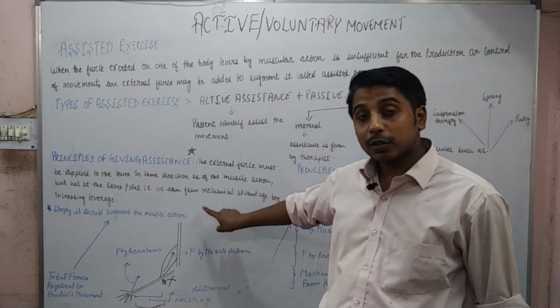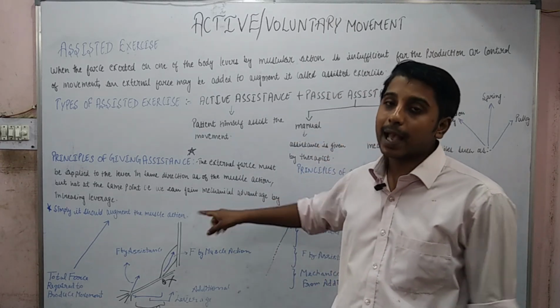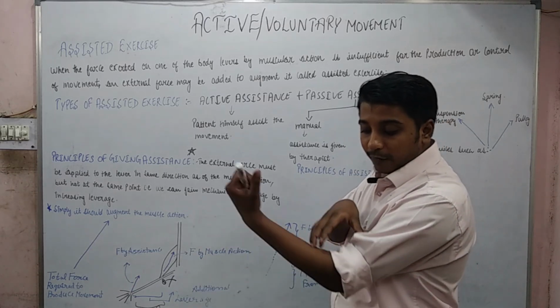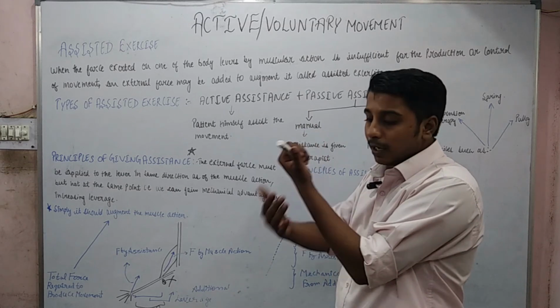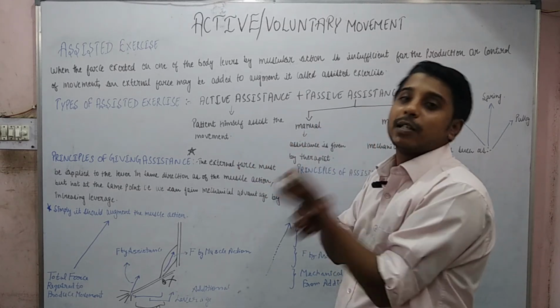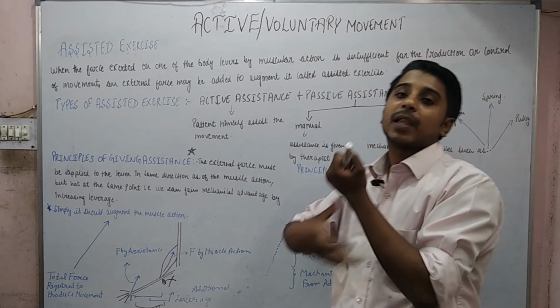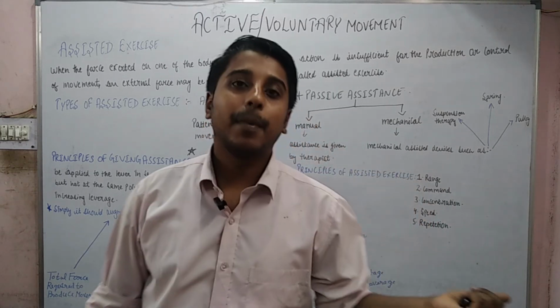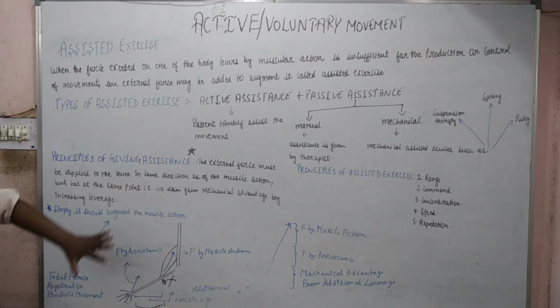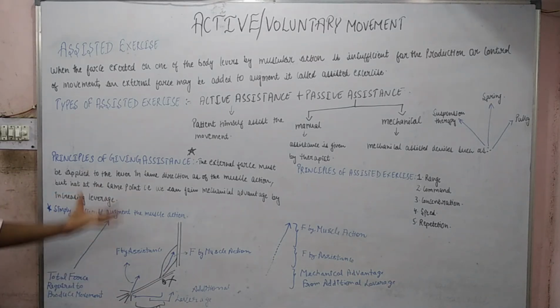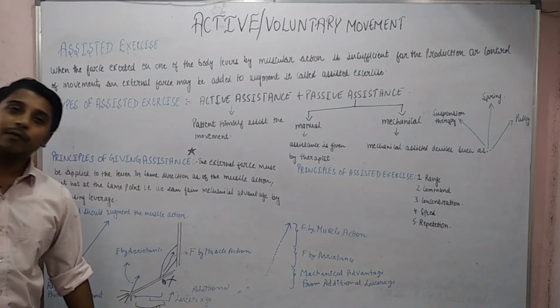That is, the force should not be at the same point as the muscle. Muscle is pulling from this point, okay? So it is not necessary to give it here. We can give the assistance at the distal part to get the mechanical advantage by increasing the length of leverage. Okay, so this is about the principle of assistance, which is frequently asked in viva.